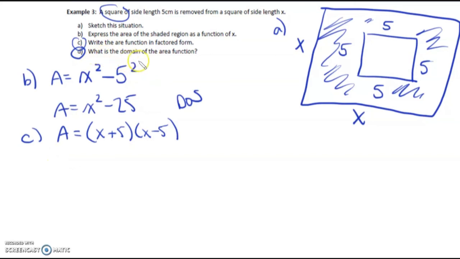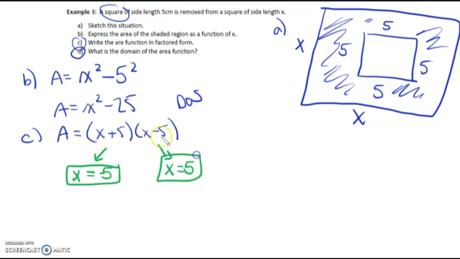Okay, now D, what is the domain of the area function? So when we consider solving for the x's here, we get x equals -5, and then x equals 5. Okay, so the -5 is inadmissible. That means that the domain has to be greater than 0. Okay, so if the length of the width is less than 0, then there's not going to be any area.